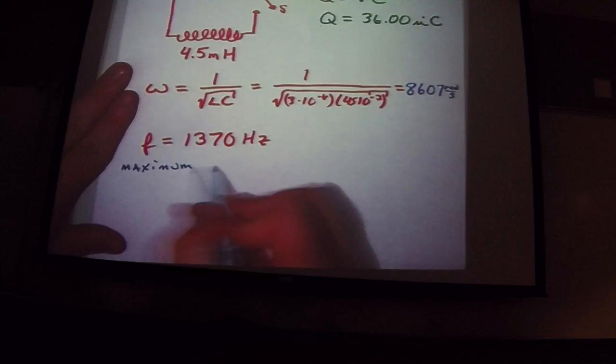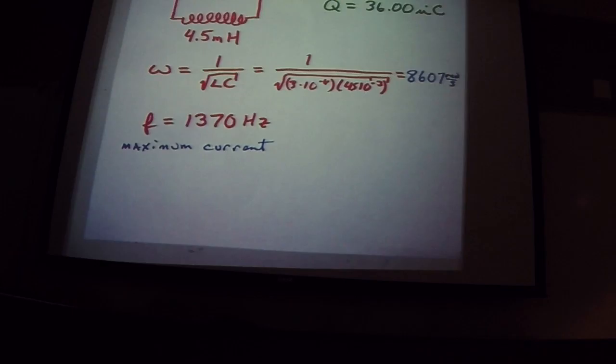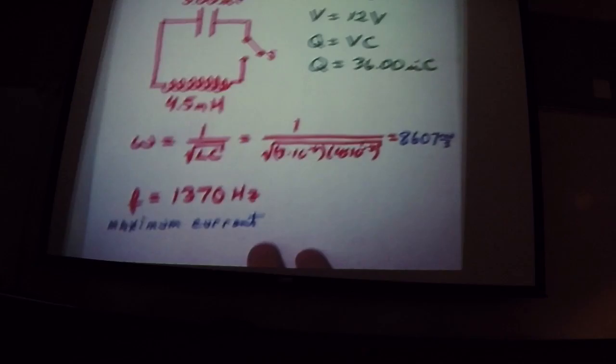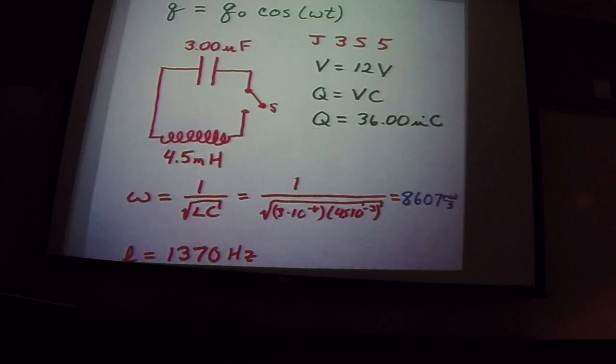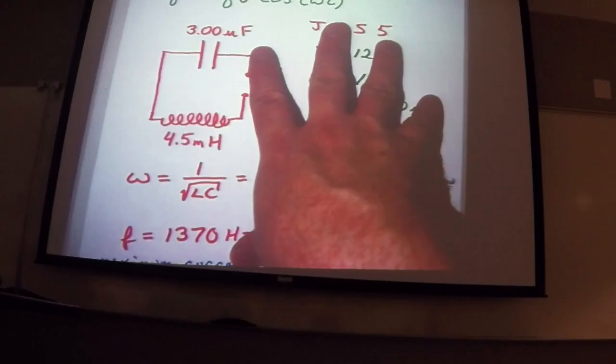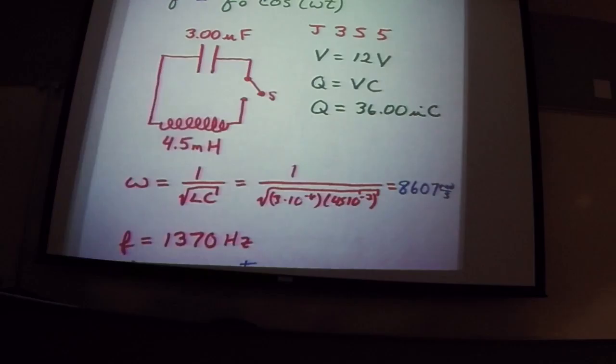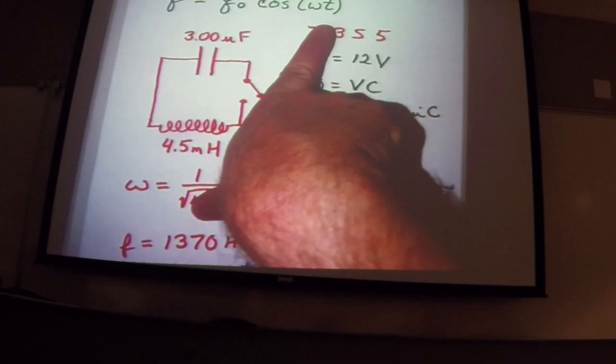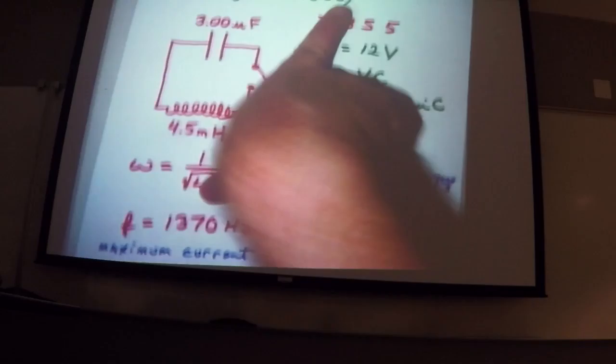What's the maximum current in this circuit? Look at the maximum current. Well, because the problem is after a long time, it's just going to keep going back and forth. So how long do you wait when you ask? When the capacitor is empty, you get the maximum current. There's another way to do it. Let's take a look at this thing, right? How do I find current?